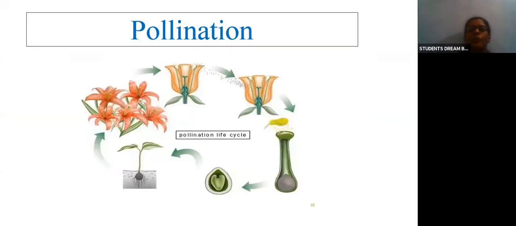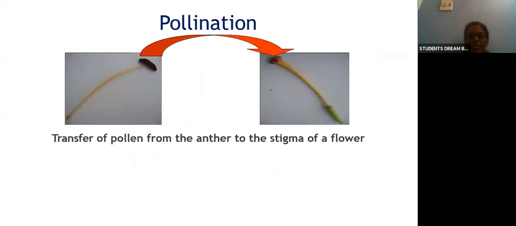So next is pollination. So what is pollination? Transfer of pollen from the anther to the stigma is called pollination. So the process of transfer of pollen grains from the anther to the stigma is known as pollination.